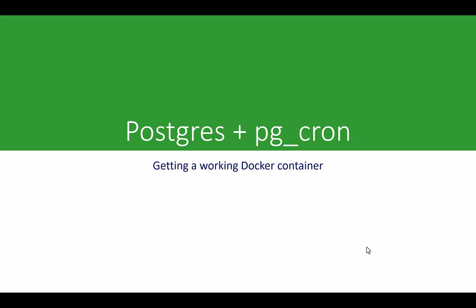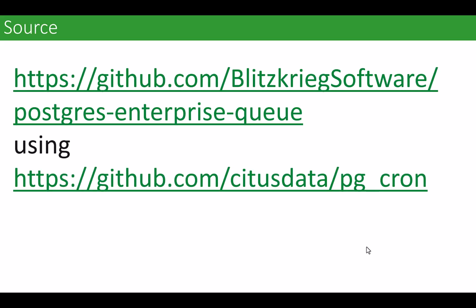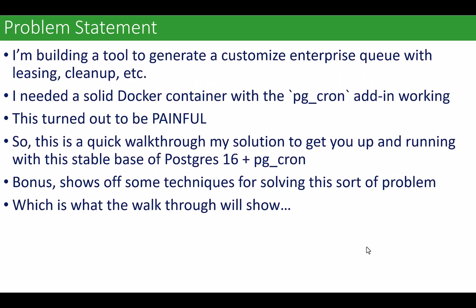I've been working on a project, this is the GitHub for it, on using Postgres to build an enterprise durable queue. Part of that, I needed to have a stable version of Postgres in Docker just so I had a convenient container to work on, and I wanted to leverage the Citus Data plugin pg_cron. I thought to myself, how hard can this be? Well, turns out it's incredibly hard.